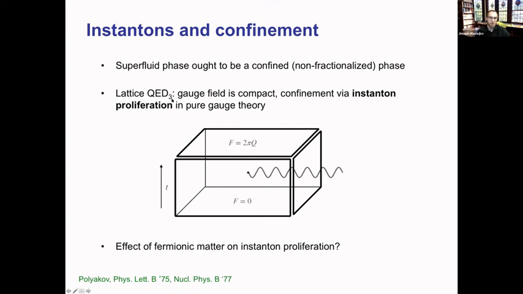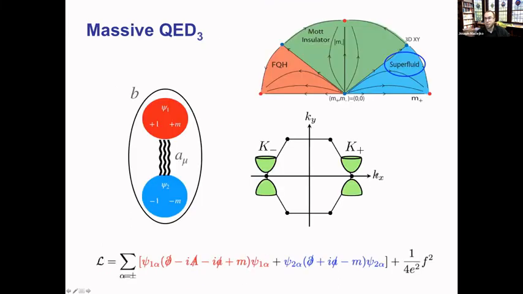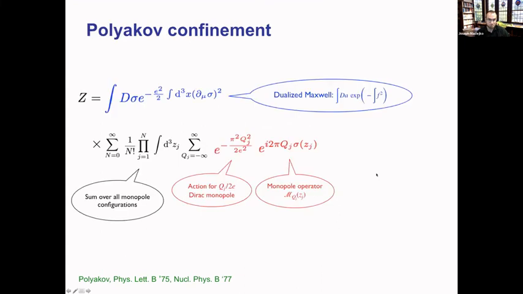Now we know that on the lattice, QED3, because of the compactness of the gauge field, is prone to confinement because of the proliferation of instantons. This is the seminal work of Polyakov, and we know that in the absence of any matter, for infinitesimally weak gauge coupling, the theory confines and becomes massive because these instantons proliferate. So what we'd like to understand is the effect of the fermionic matter on this instanton proliferation, because we have these fermions lying around, and we'd like to know what happens in their presence.